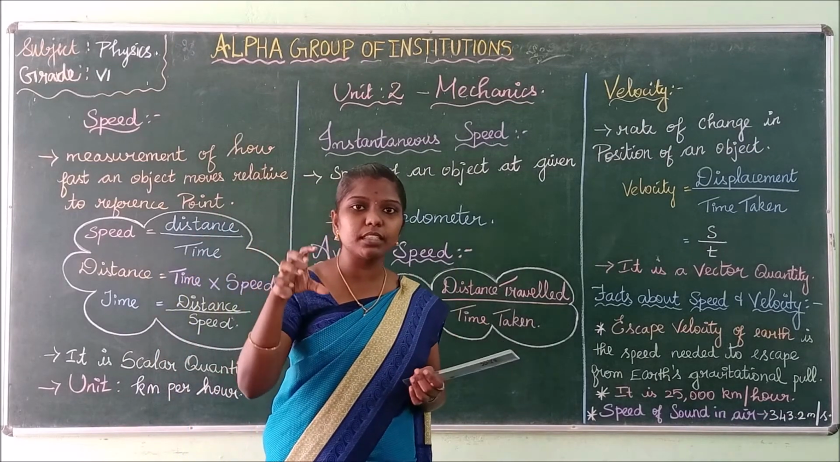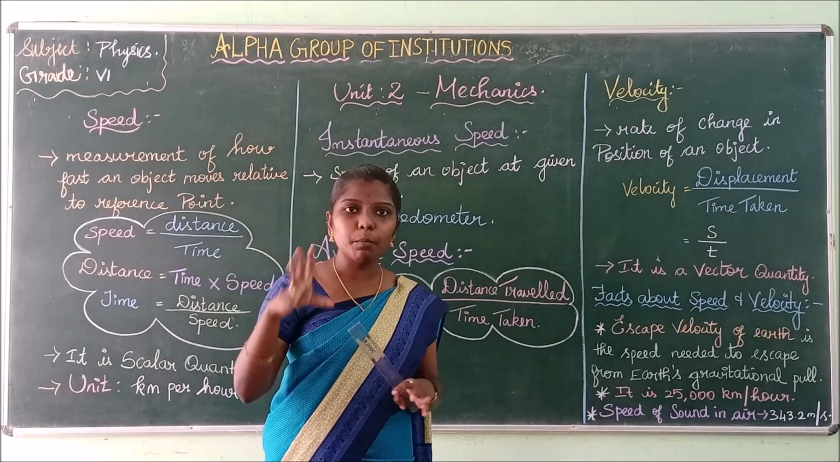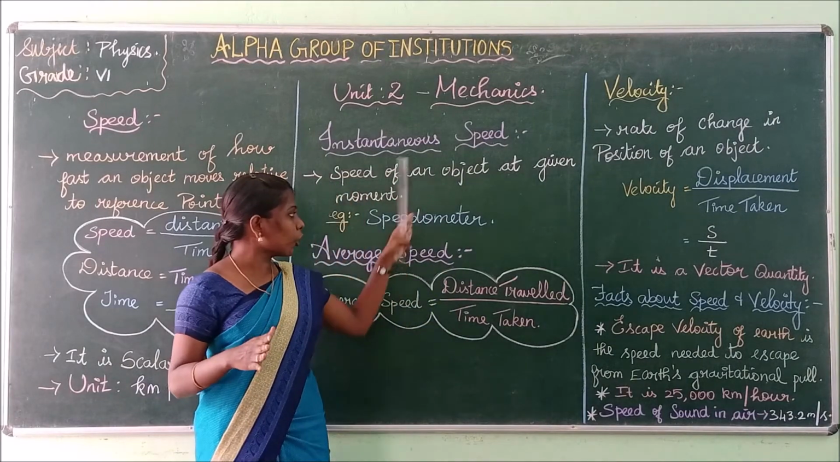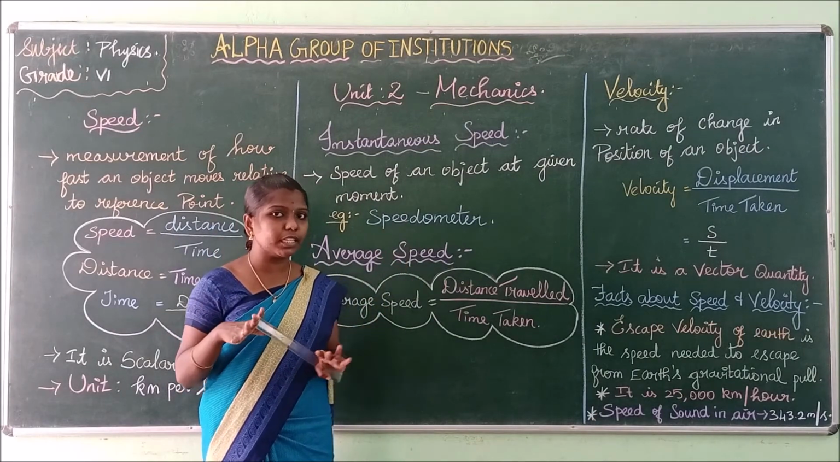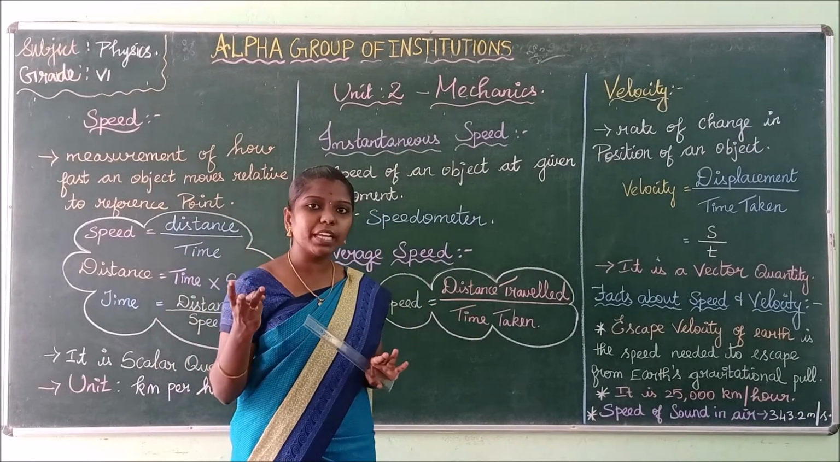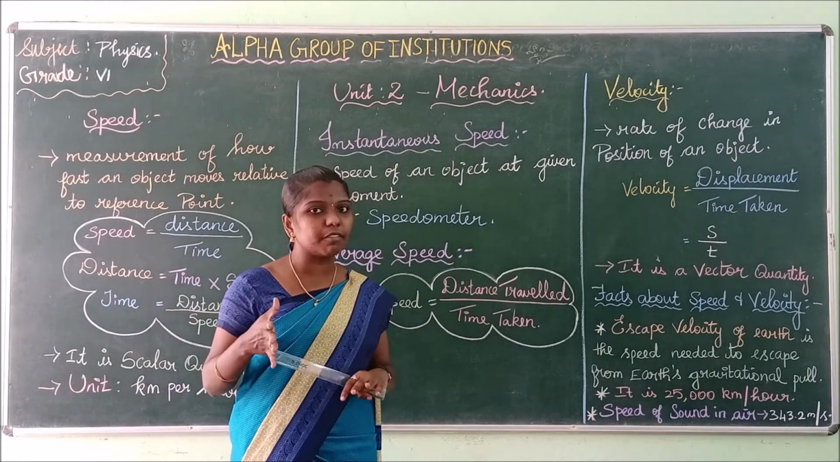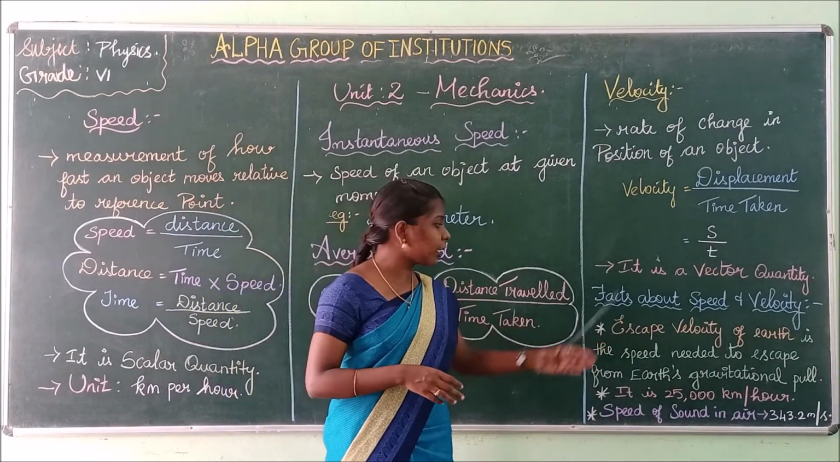Both will be fitted at the dashboard in the car and at the front in the motorbikes. In your vehicles, both odometer and speedometer will be fitted at the front of the bike. This is to calculate speed and distance that we have traveled. Is it clear?